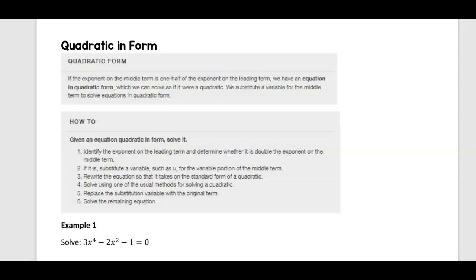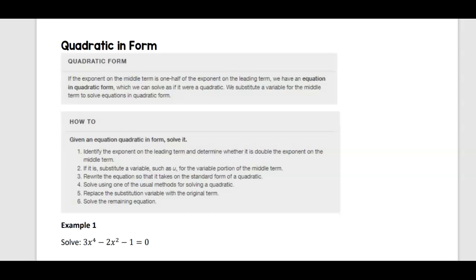Our last method that we are going to be talking about as far as quadratics are concerned is for when there are other functions that are actually not quadratics, but they are quadratic in form, or they have an equation that's in a quadratic form. So we can solve it as if we do a quadratic, and we're going to do this with what's called a U substitution.